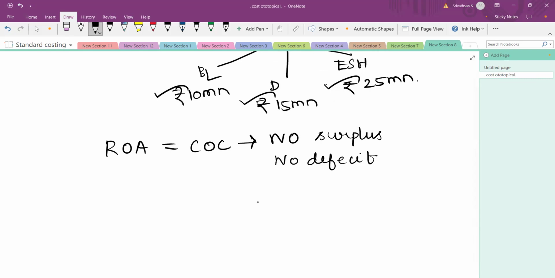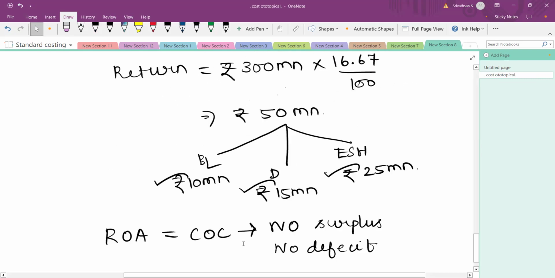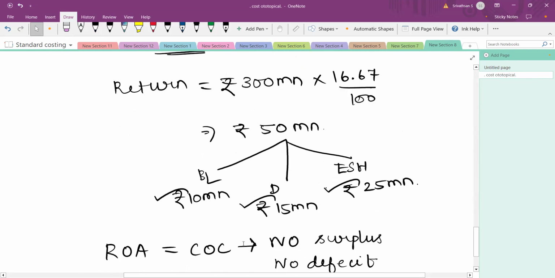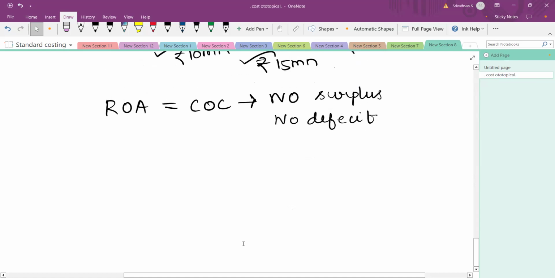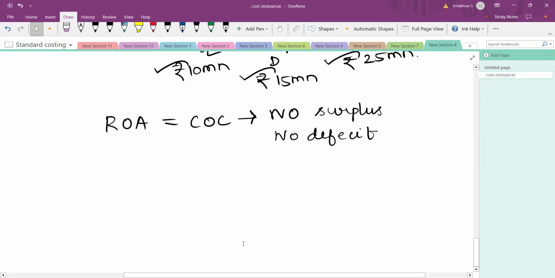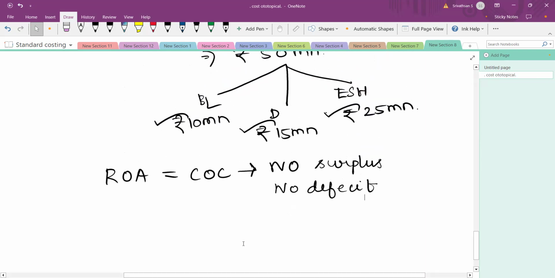Now, how to define cost of capital, or how do we interpret this number? Like we have a cost of capital of 16.67%. That is our cost of capital. How do we interpret this number? So cost of capital can be defined as the minimum rate of return that the company should generate to keep all the investors satisfied.